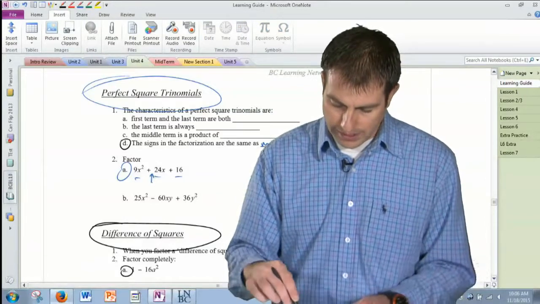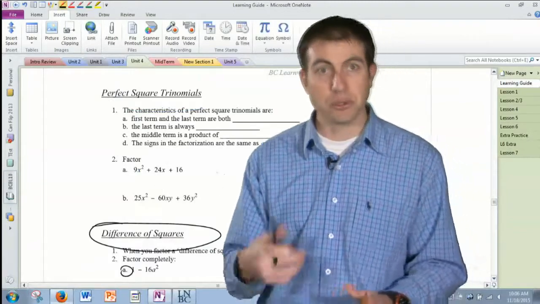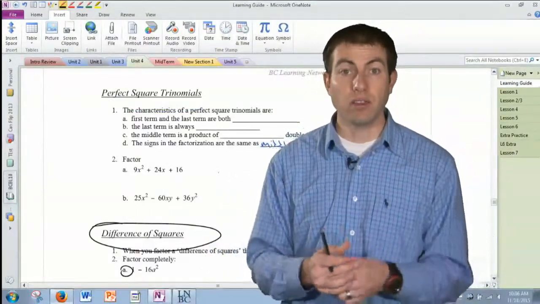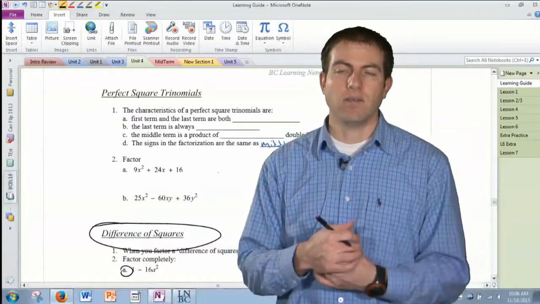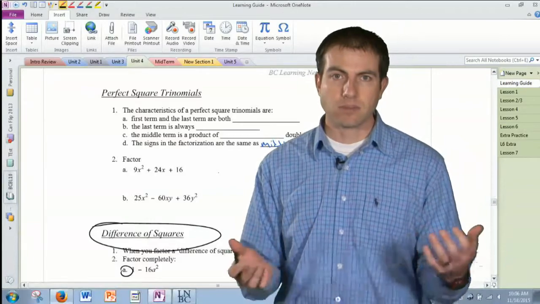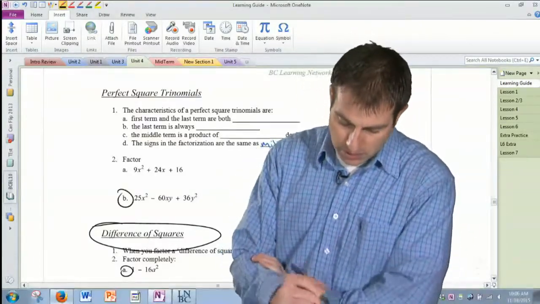Again, the textbook kind of drew a distinction between these and just regular questions, but there isn't anything special about them other than when you get to the end. I mean, they are easier to factor, but when you get to the end, you're just going to end up with two of the same thing. So let's look at B. I know I already did A.